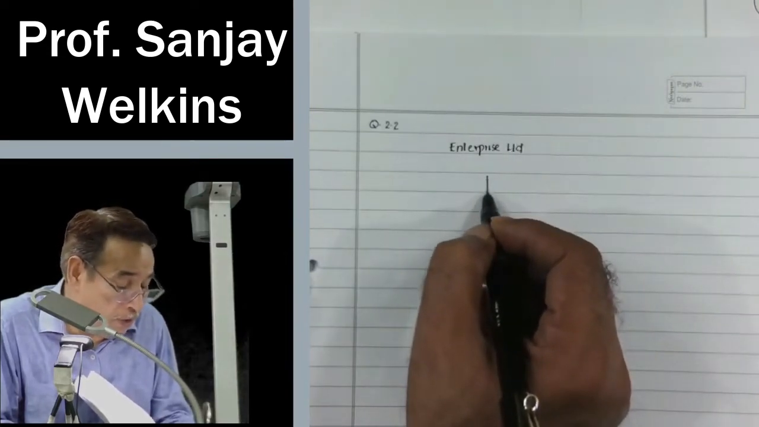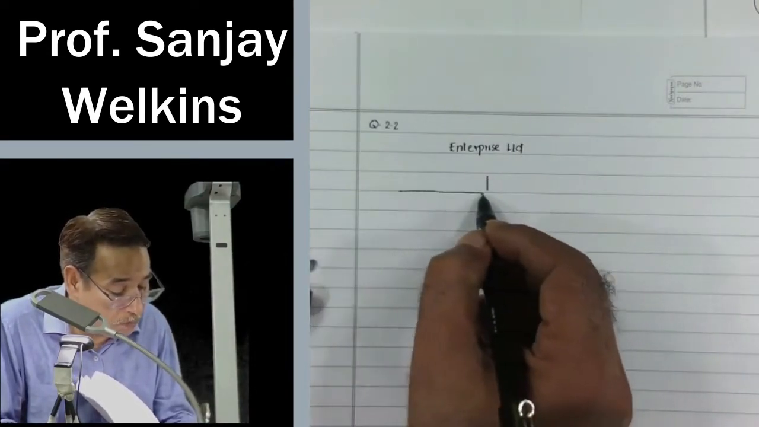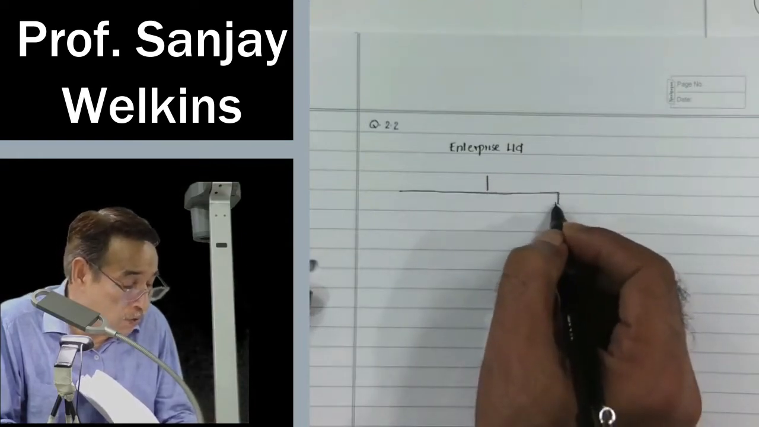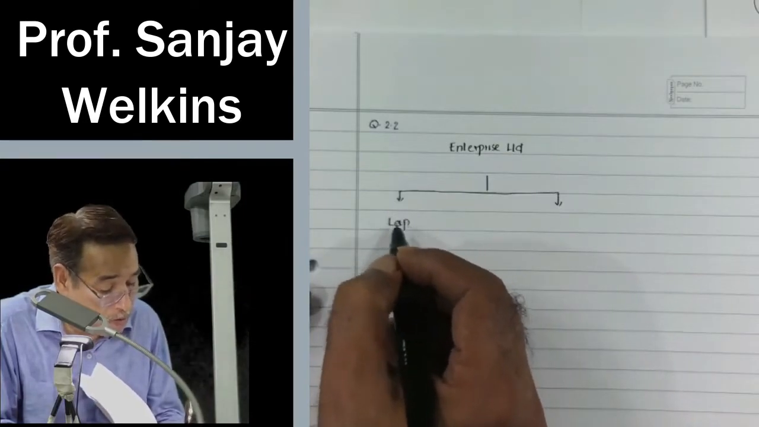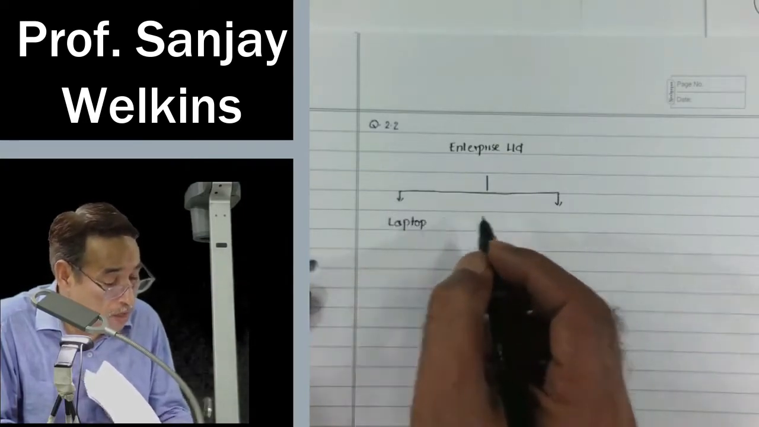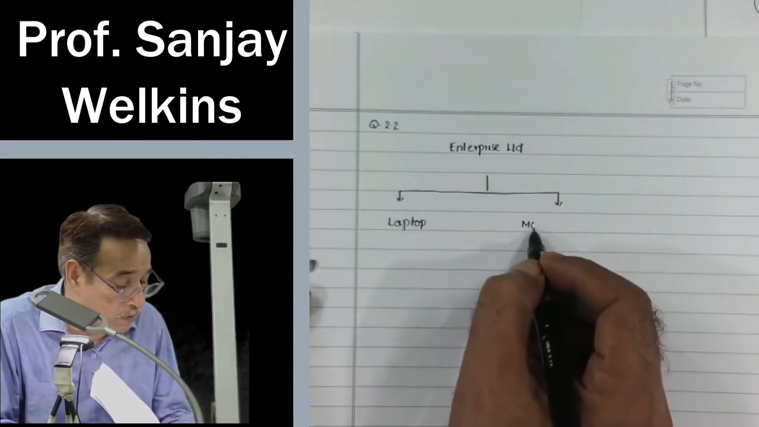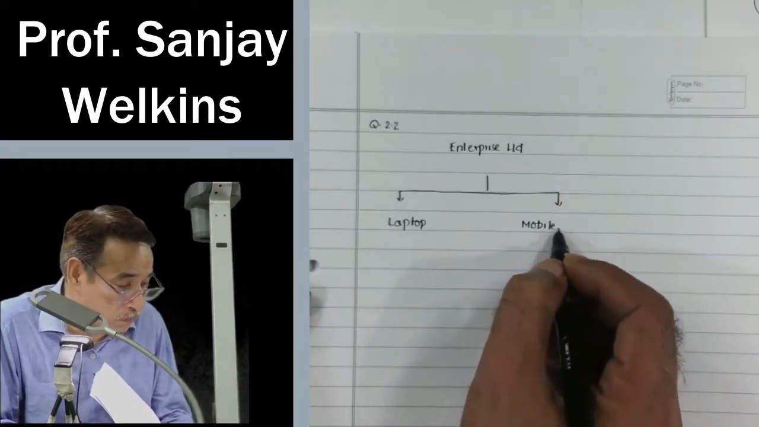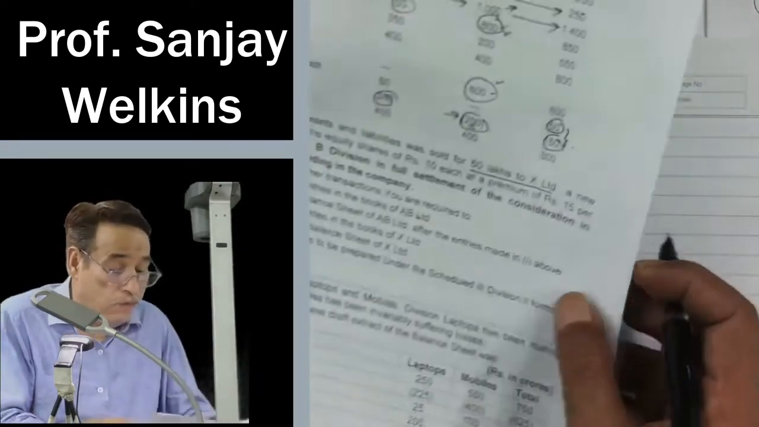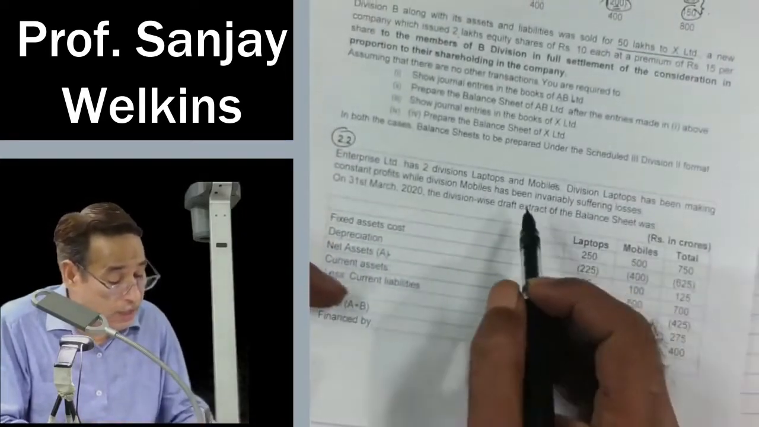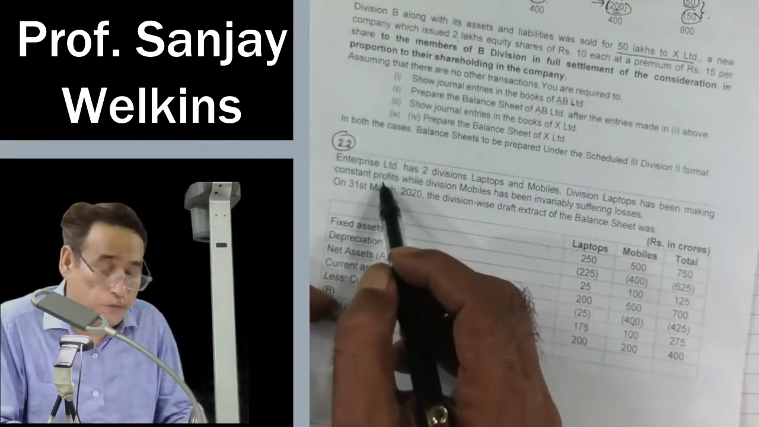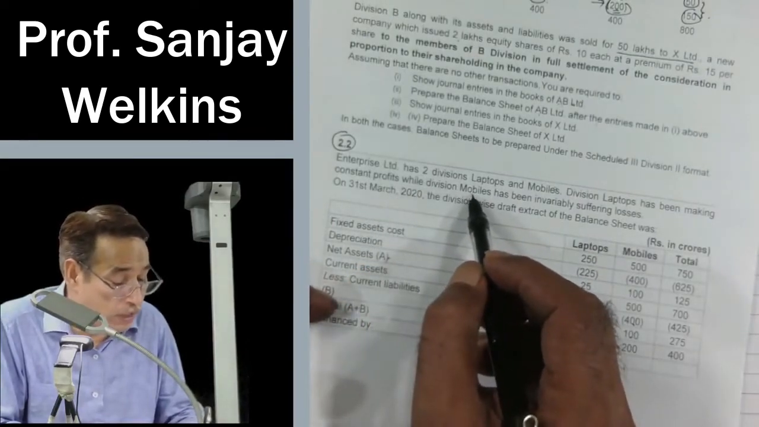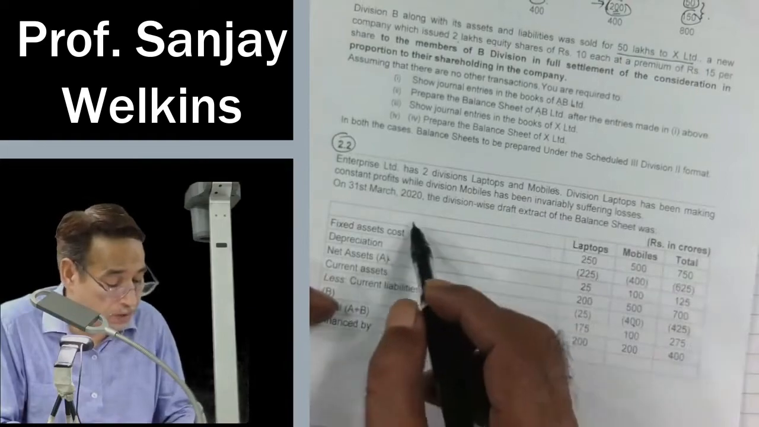Enterprise Limited has two divisions, which is given to you. One is the laptop division. Another one is the mobile division. Correct? Further, it is given to us that the laptop division has been making constant profit, while the mobile division is suffering from losses.